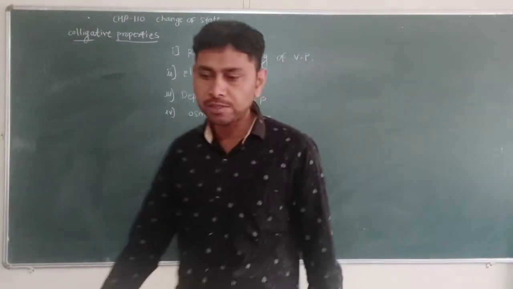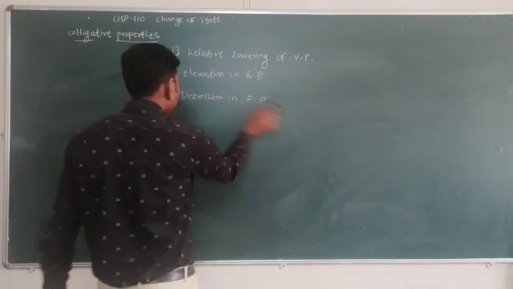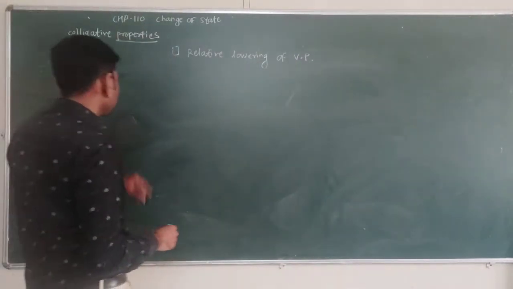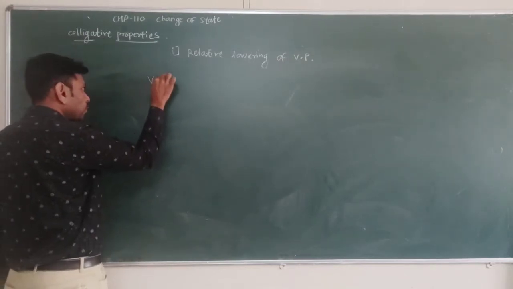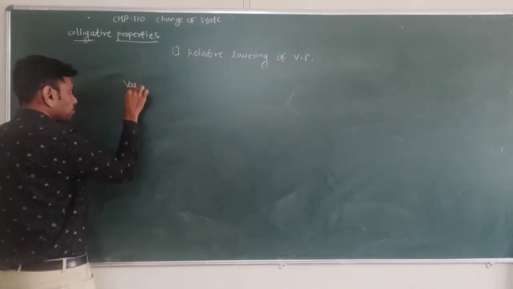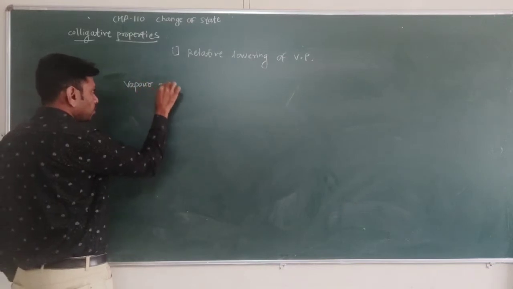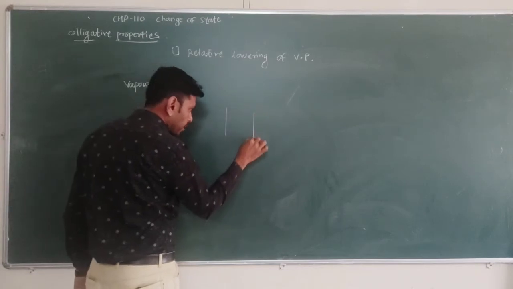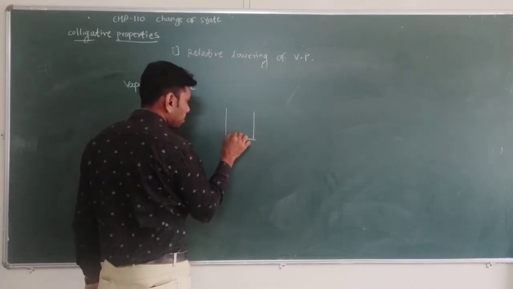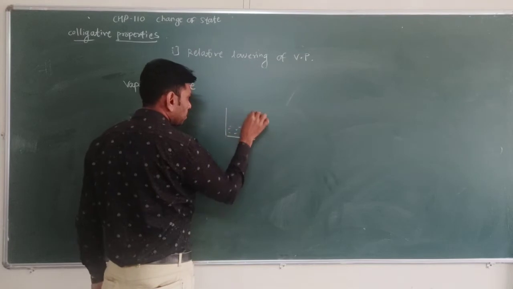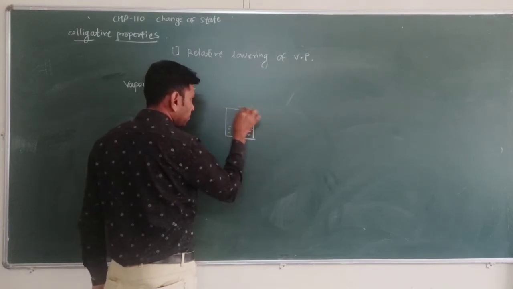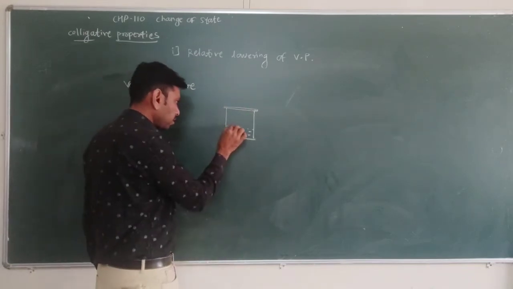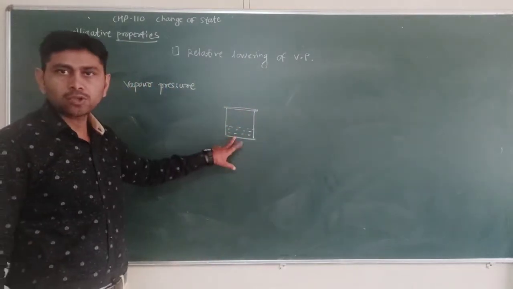Relative lowering of vapor pressure. See the first property, relative lowering of vapor pressure. Let's see before that what is vapor pressure. See, if we have taken any volatile liquid, covered by a lid, volatile solvent here.